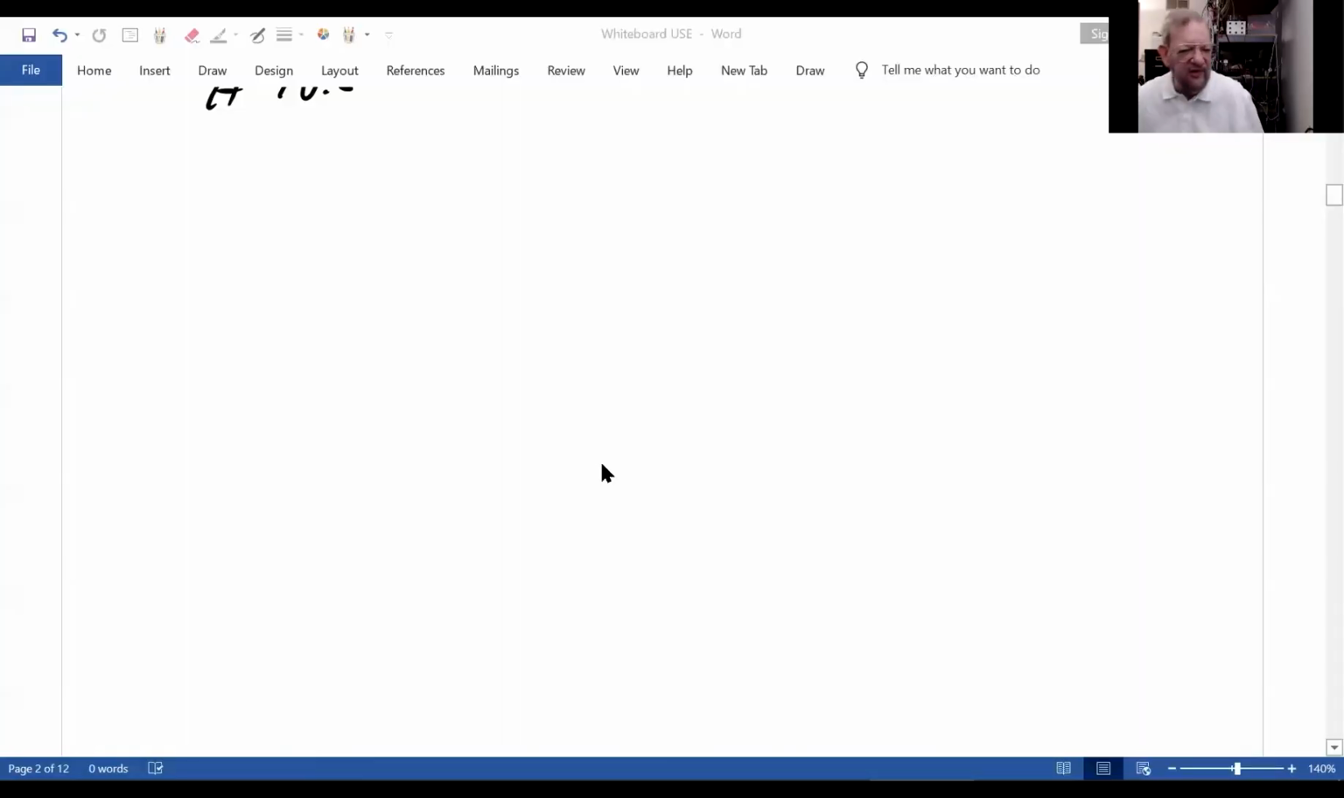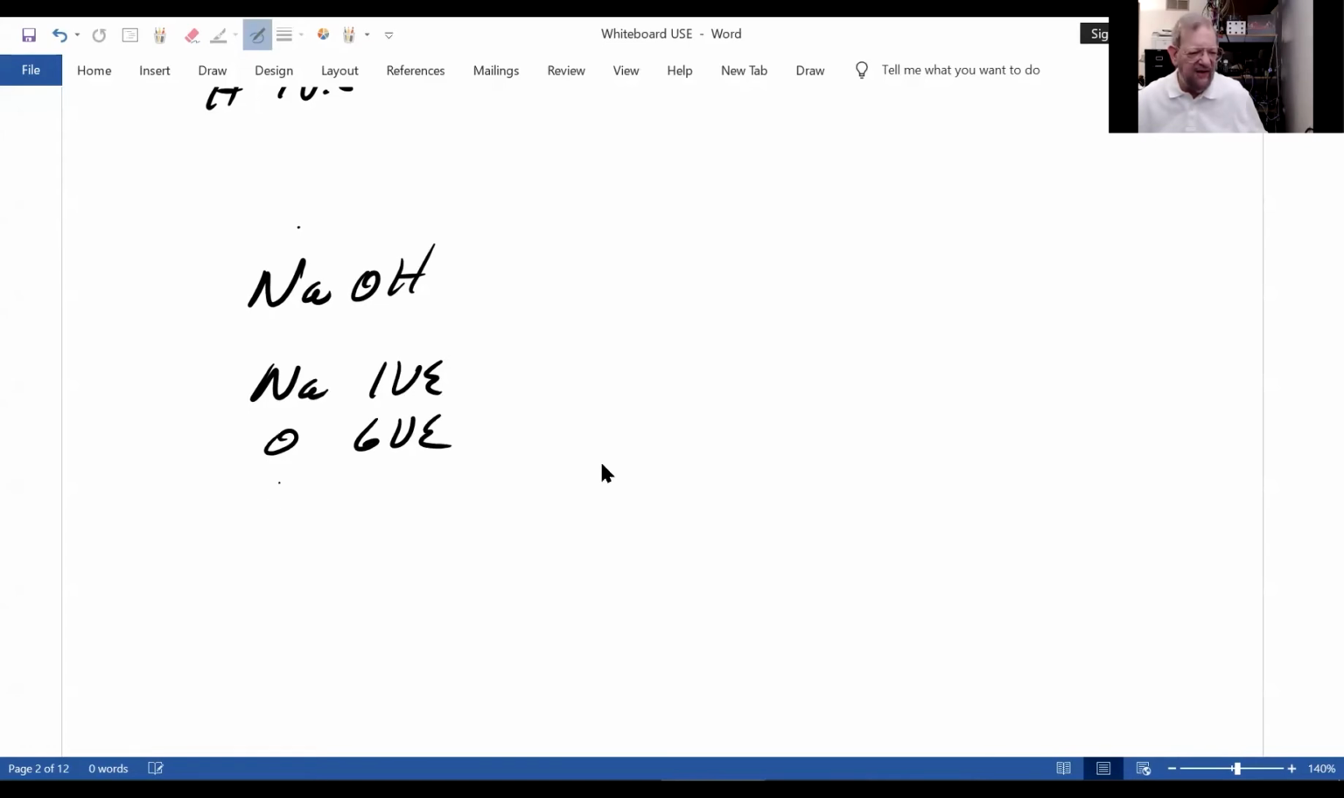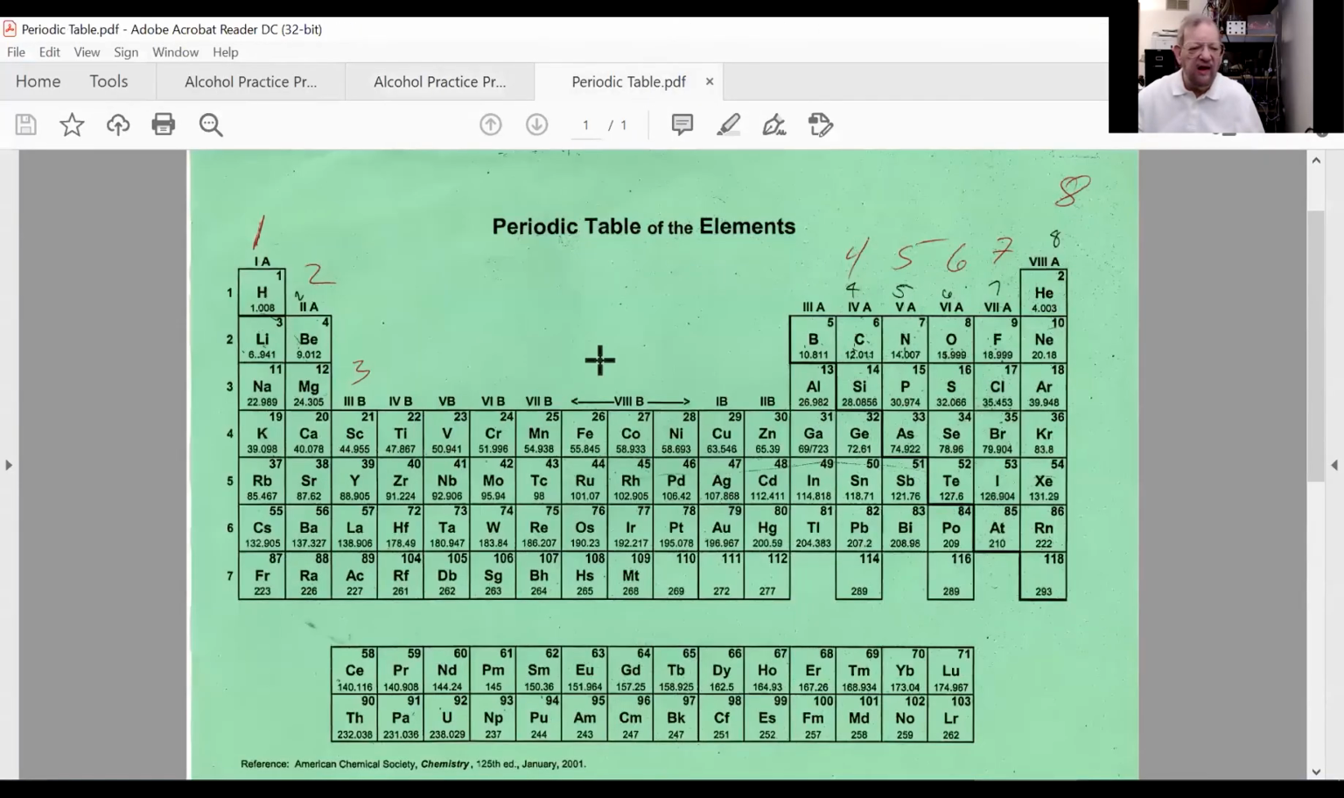Now, if we look at sodium hydroxide, sodium has one valence electron, oxygen has six valence electrons, and hydrogen has one valence electron. And you know you can get that from the periodic table. Now, let's look at the periodic table because this is very important. If you look at the first two columns, the alkali metals, not hydrogen, and the alkaline earth metals, they never form covalent bonds. I'll say it again. The alkali metals, this column right here, and the alkaline earth metals, like magnesium and calcium, never form covalent bonds.